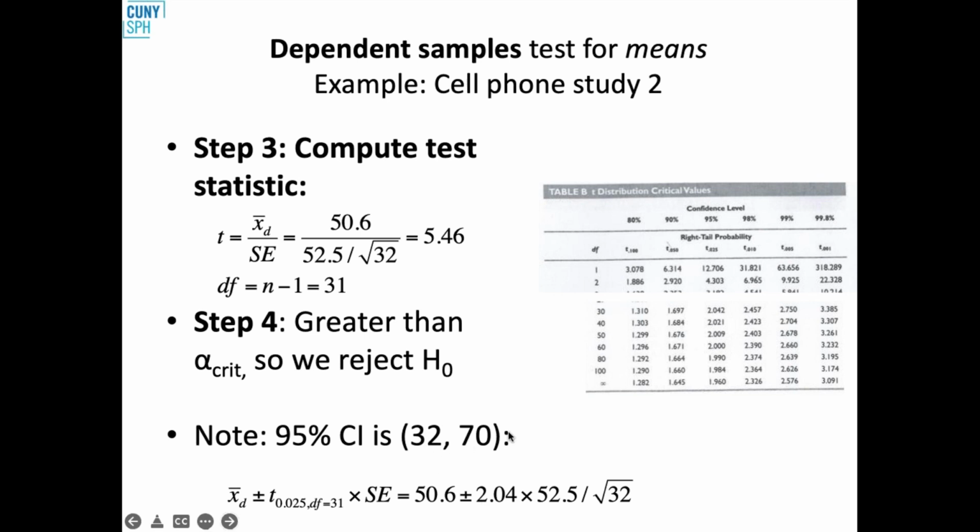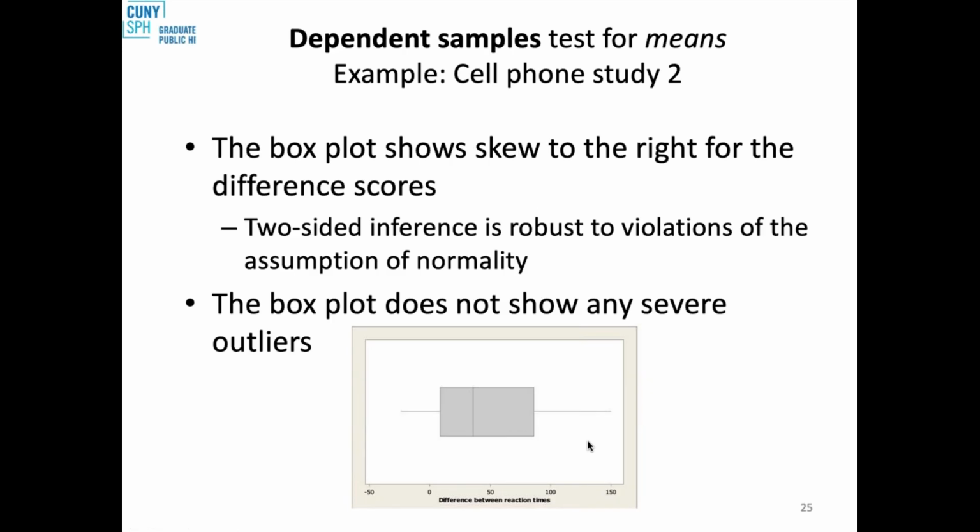And notice that zero is outside of that confidence interval. We're 95% certain that the true mean difference is between 32 and 70 milliseconds, which means that we're 95% sure it's not zero because zero is outside of that range. So you kind of use the confidence interval there.